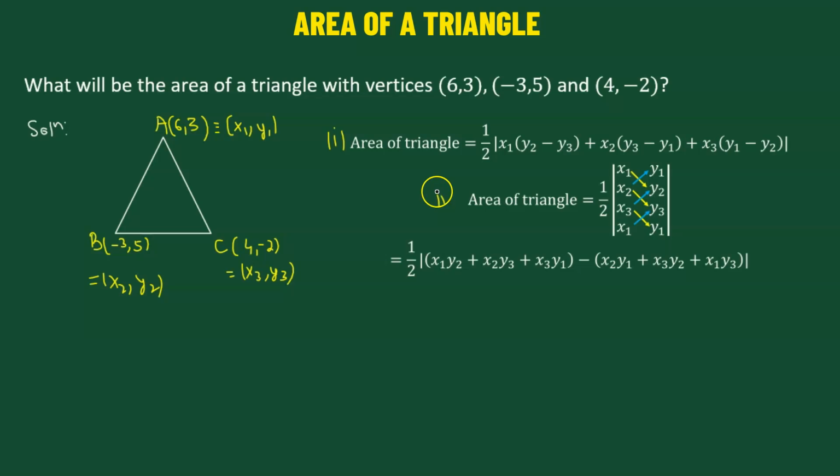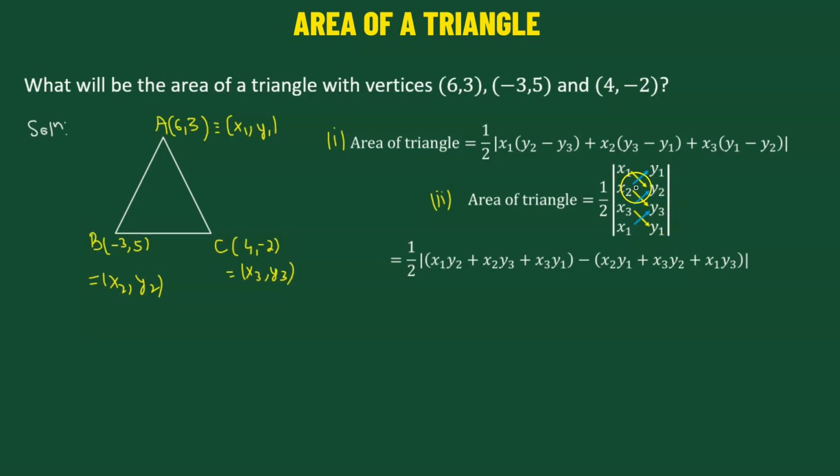Now there is another way of finding the area of the triangle. We take half, multiplied by the absolute value of a determinant. In the first row, we have x1, y1. Then we have x2, y2. In the third row, we have the coordinates of vertex C, so that's x3, y3. And since we started with vertex A, we come back to vertex A, so that's x1, y1.